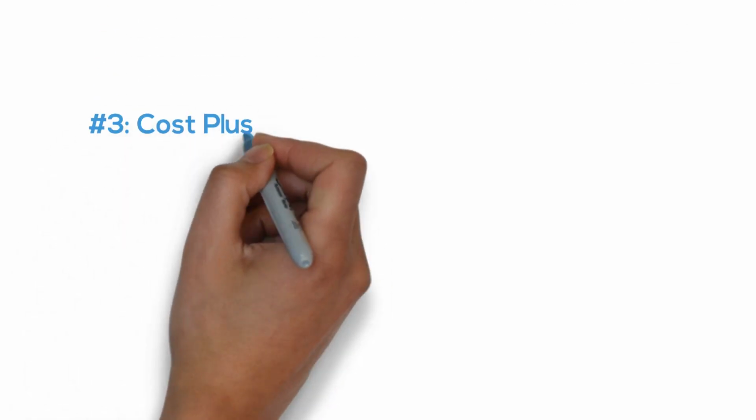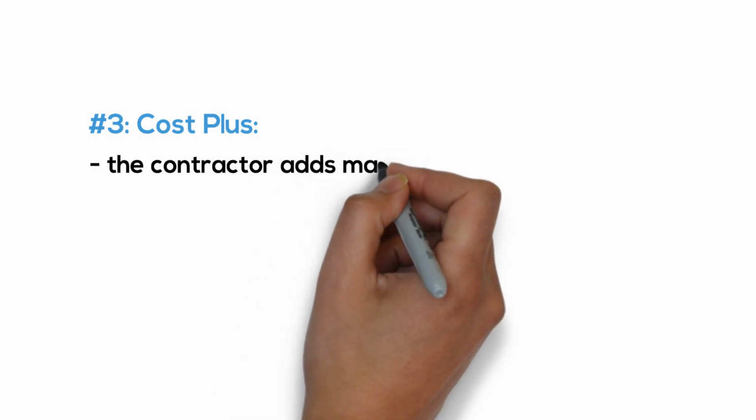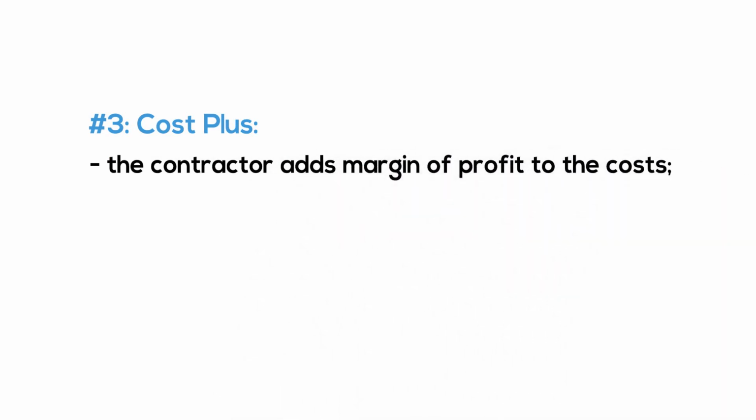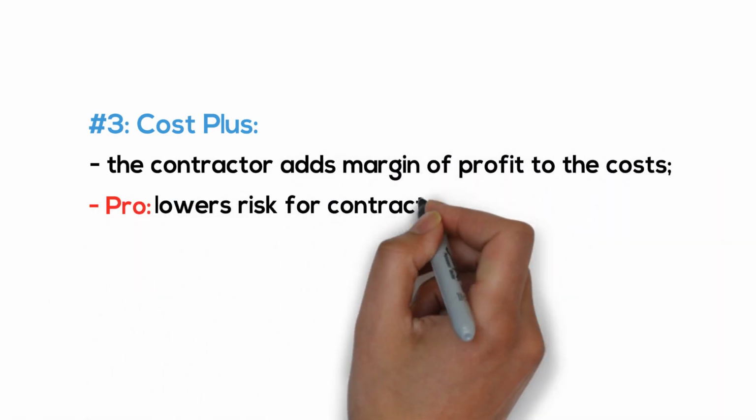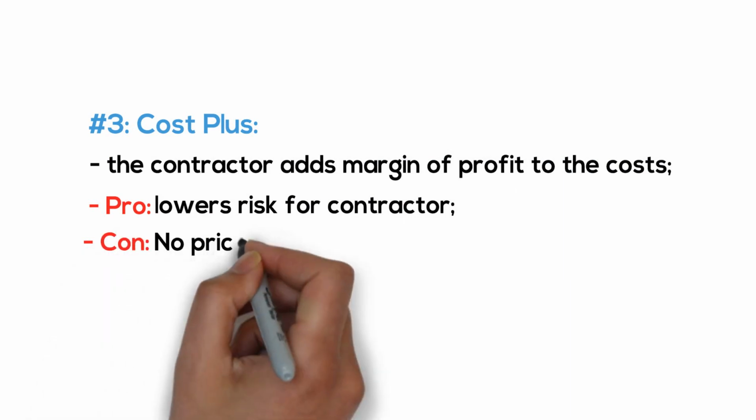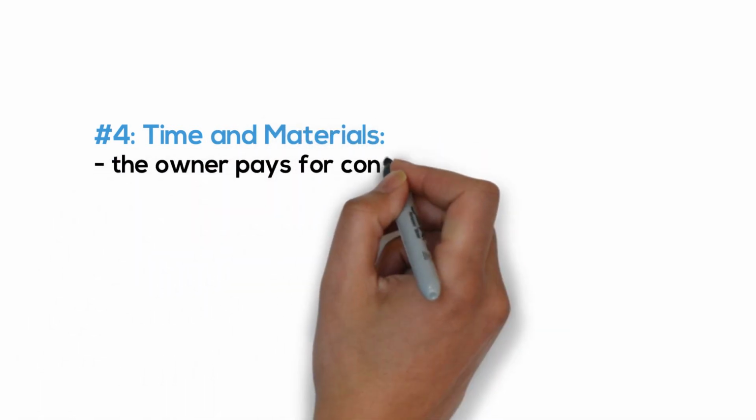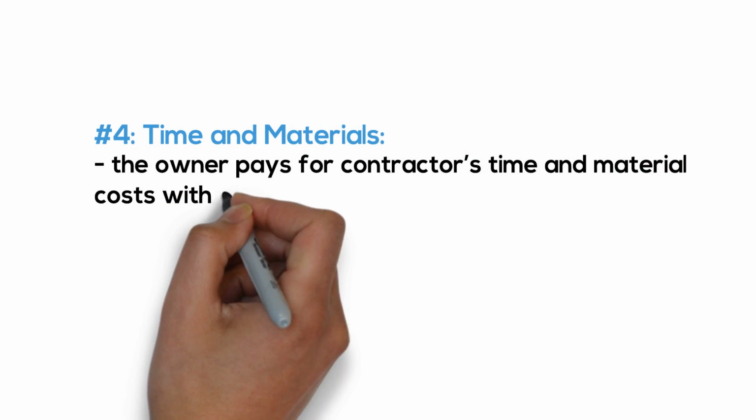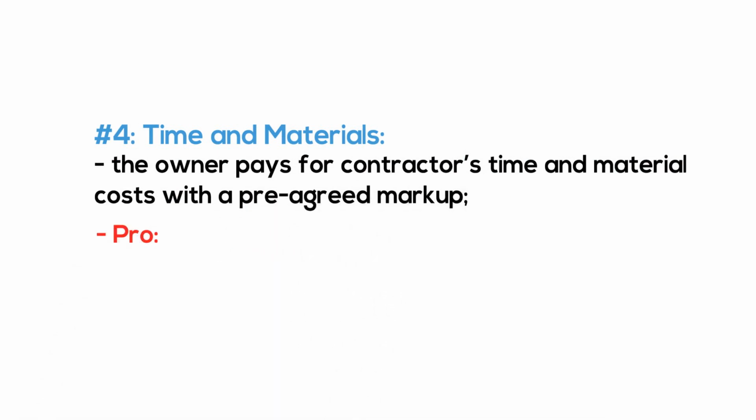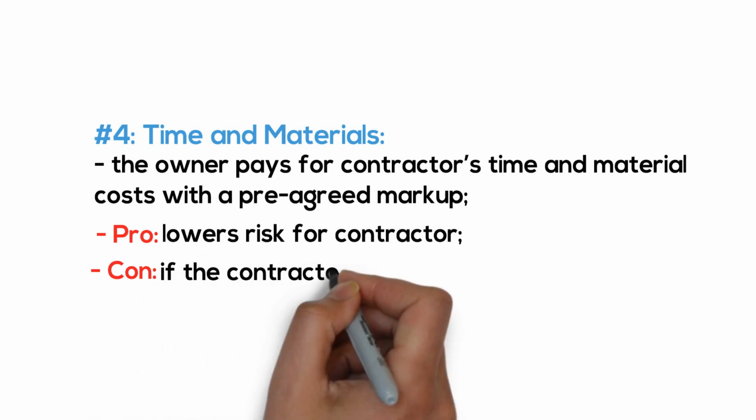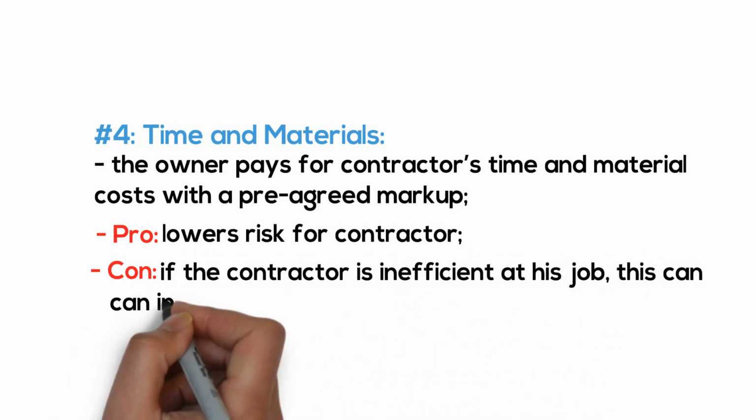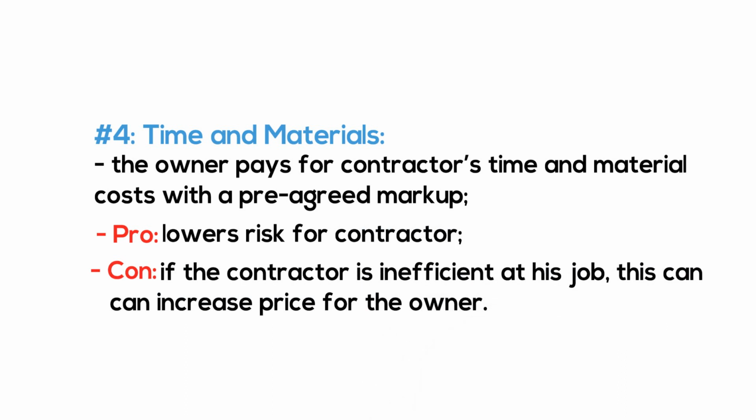Number 3. Cost plus. The contractor adds margin of profit to the costs. Pro, less risk for contractor. Con, no price certainty for owner. Number 4. Time and materials. The owner pays for contractor's time and material costs with a pre-agreed markup. Pro, lowers risk for contractor. Con, if the contractor is inefficient at his job, this can increase price for the owner.